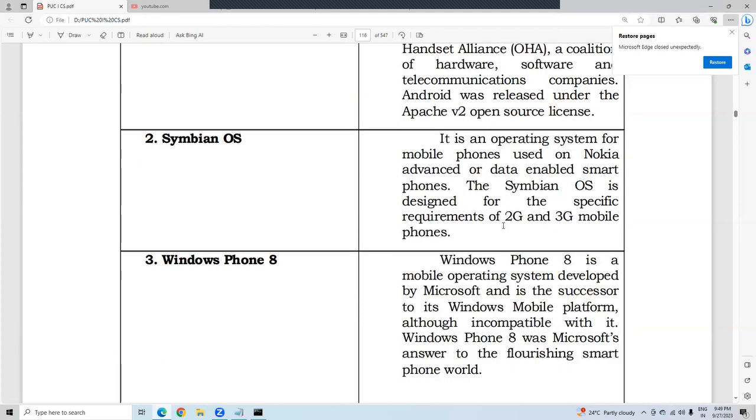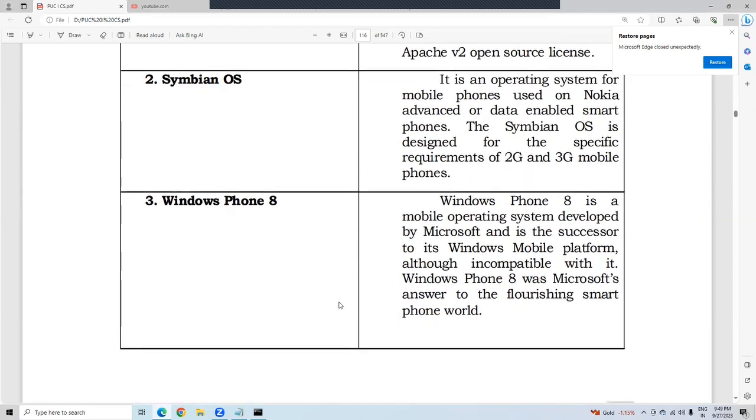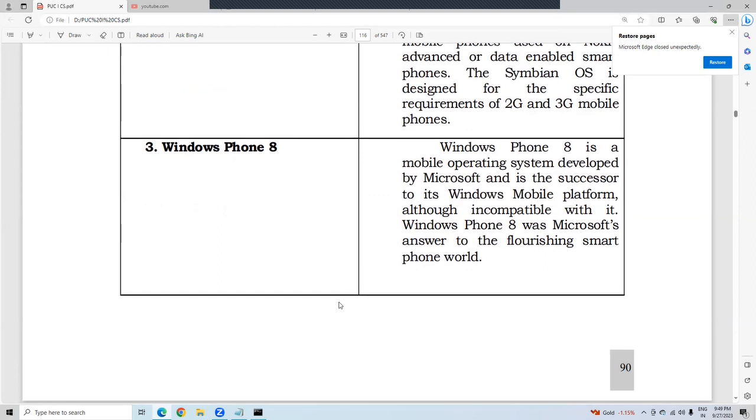Symbian is an operating system for mobile phones used on Nokia advanced or data-enabled smartphones. Symbian OS is designed for the specific requirements of 2G and 3G mobile phones. Before Android, Symbian was there in Nokia and all. We have used it.